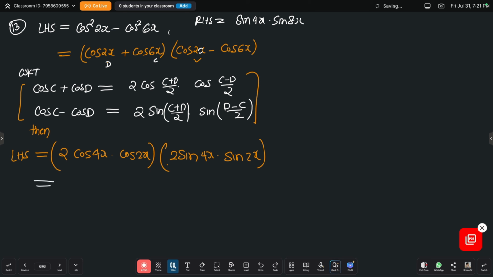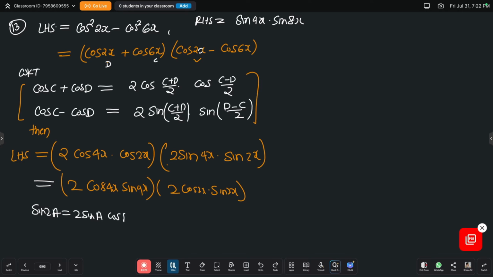Then what should we do? Combination, because the right hand side has still not come. We want 4x and 8x. So again we can apply the sine 2a formula, correct? So take this 2, this cos 4x and this sine 4x together, bracket close, and then this 2, this cos 2x and this sine 2x. Now apply the sine 2a formula. You also know the sine 2a formula. What is sine 2a? 2 sine a cos a.